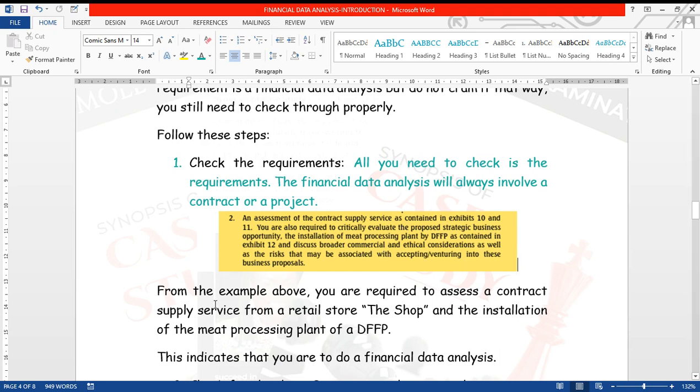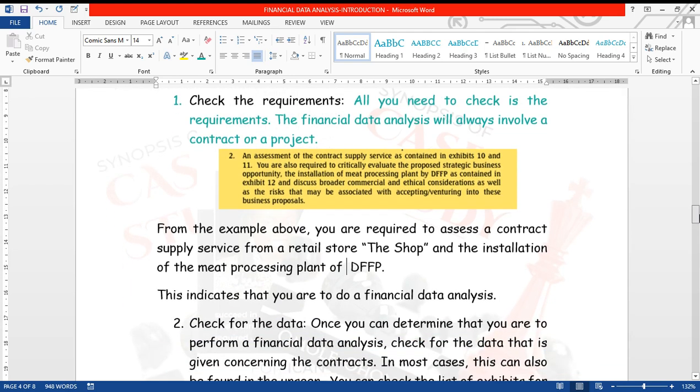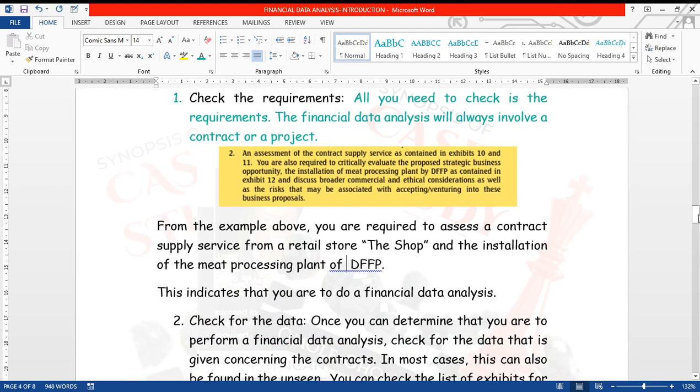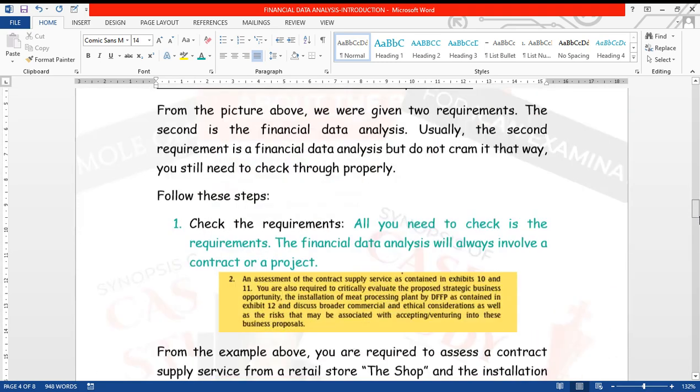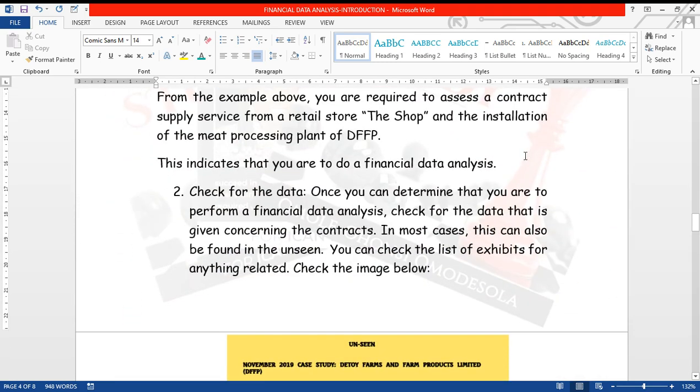So from the example above, you are required to assess a contract supply service from a retail storage shop and the installation of the meat processing plant of DFFP. Now, DFFP is what? Detoy Farm and Farm Products. That's the name of the company, the client that you are preparing this report for. Good. So this indicates that you are to do a financial data analysis.